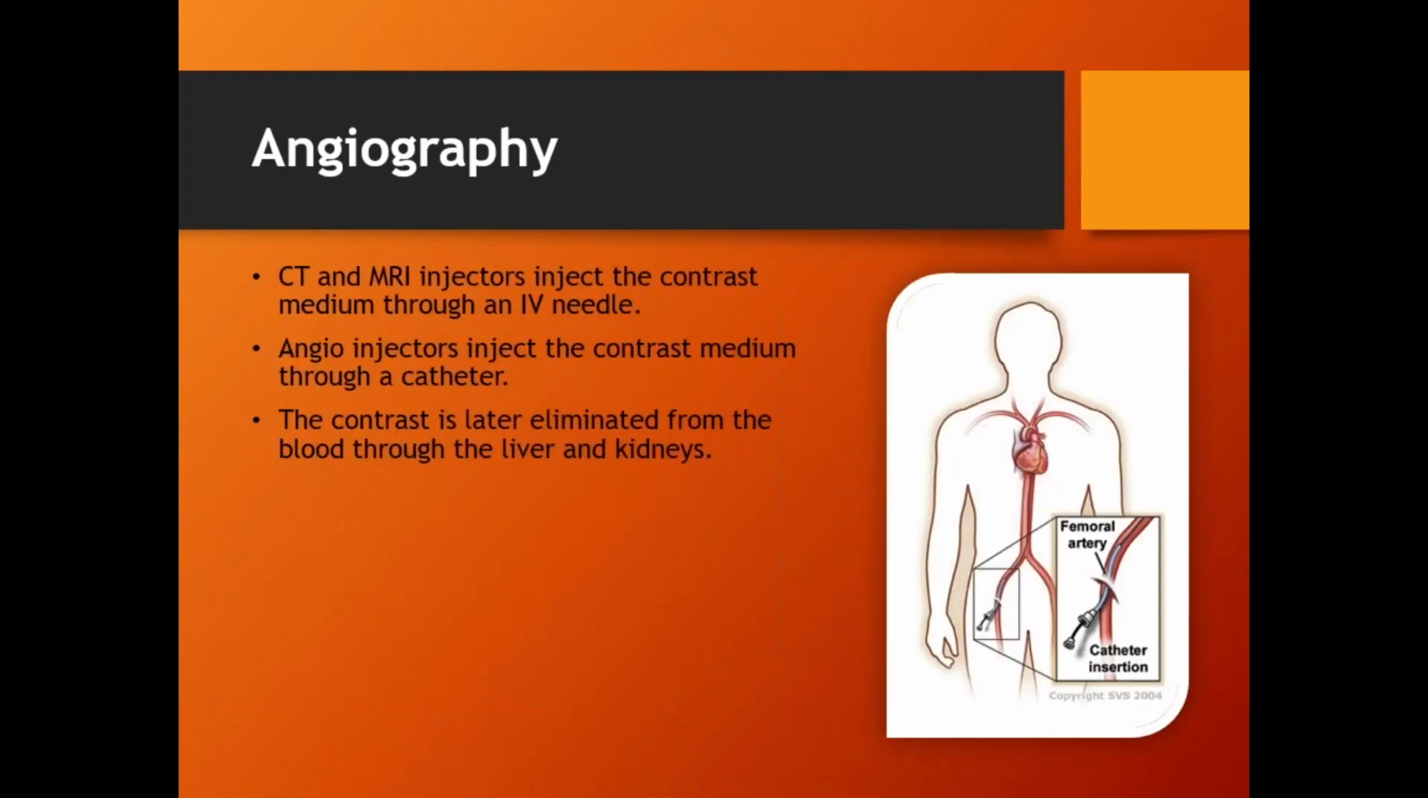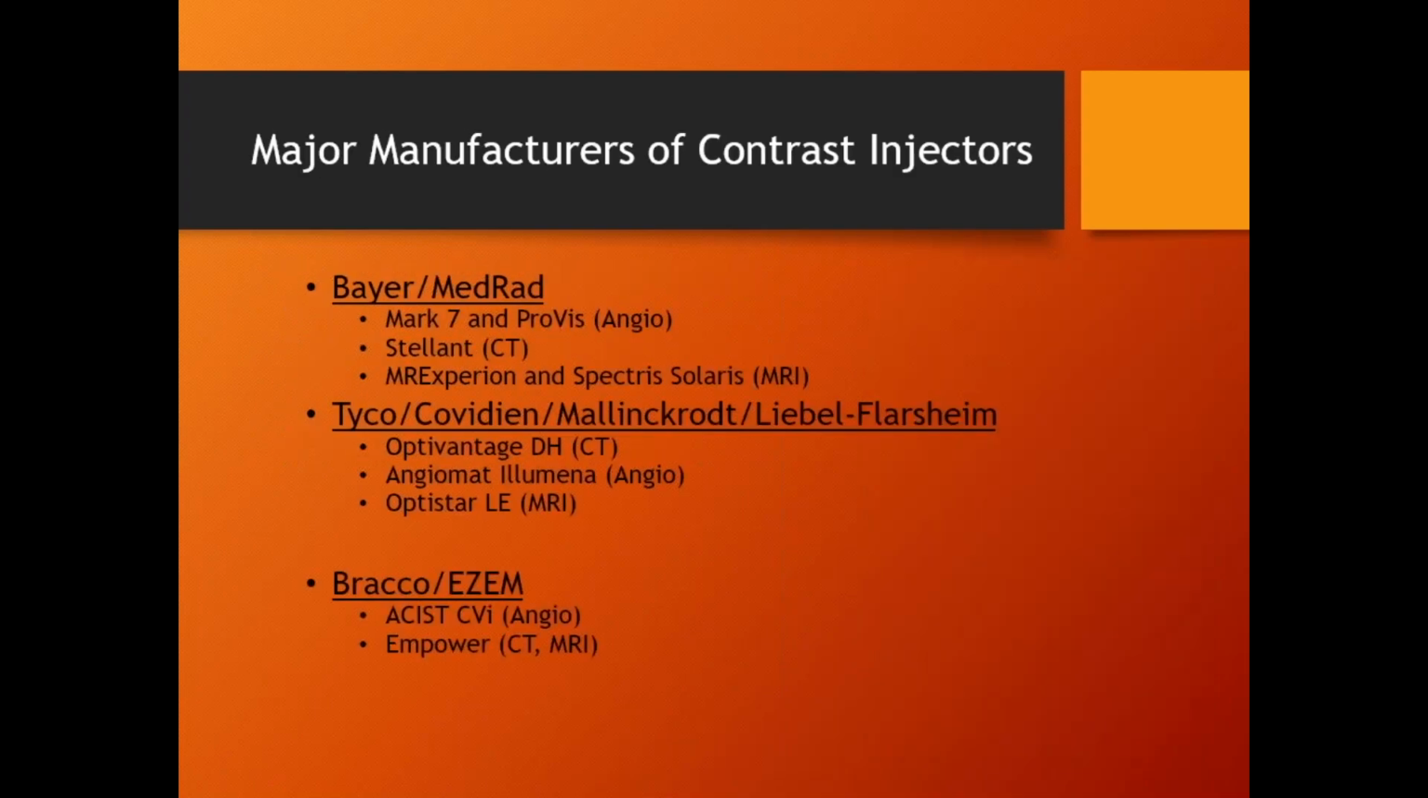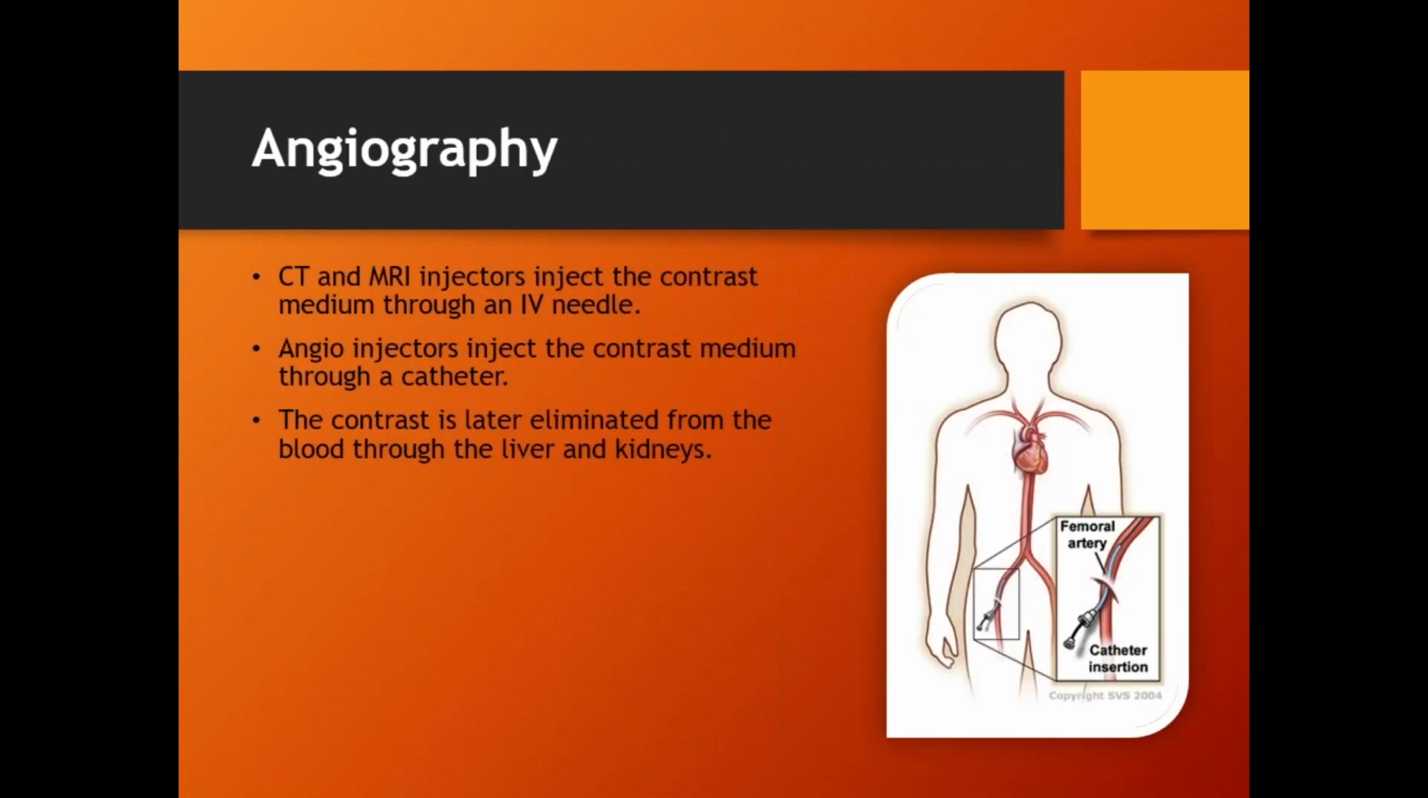Now, CT and MRI. So this is a CT injector. This is the Cadillac of contrast injectors. And then MRI injectors. With these 2 types of injectors, the fluid is injected into the patient via an IV needle. The 3rd type of contrast injector that I mentioned, the angiographic contrast injectors, that is done with a catheter.